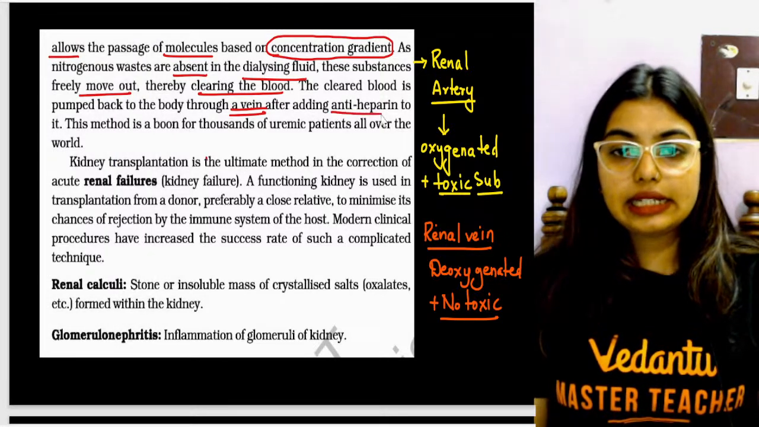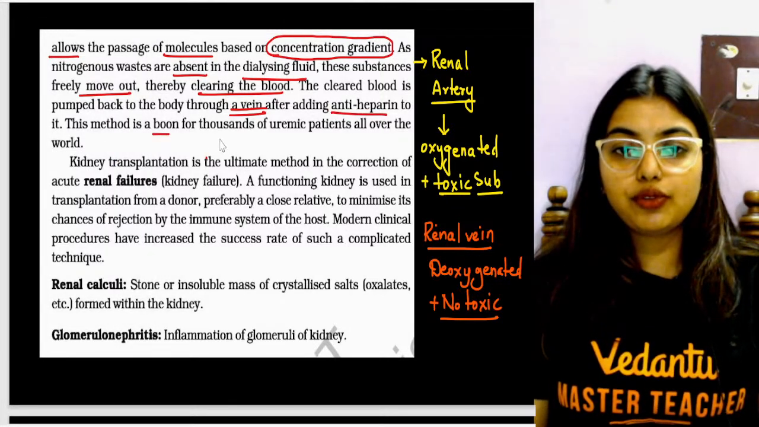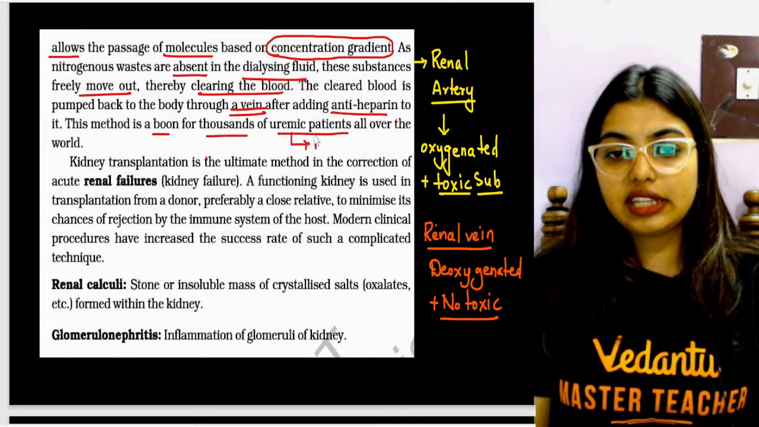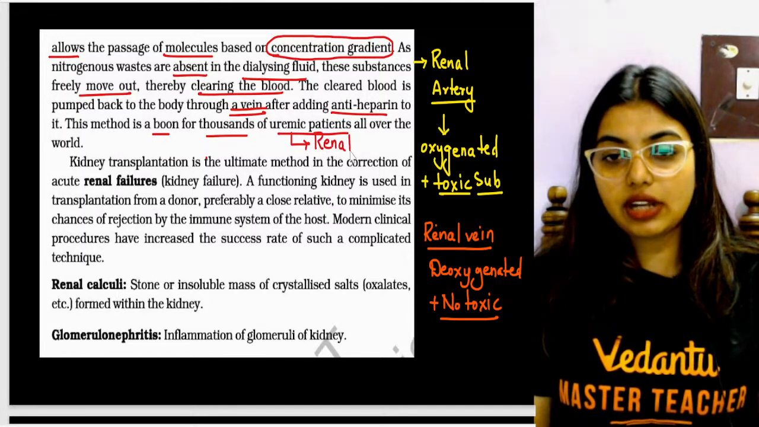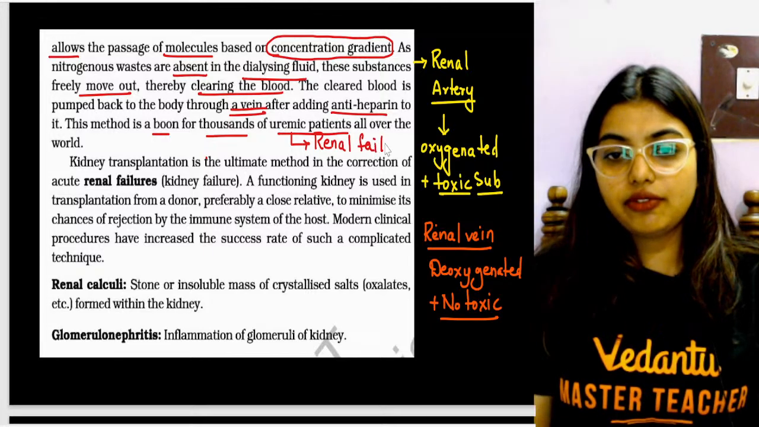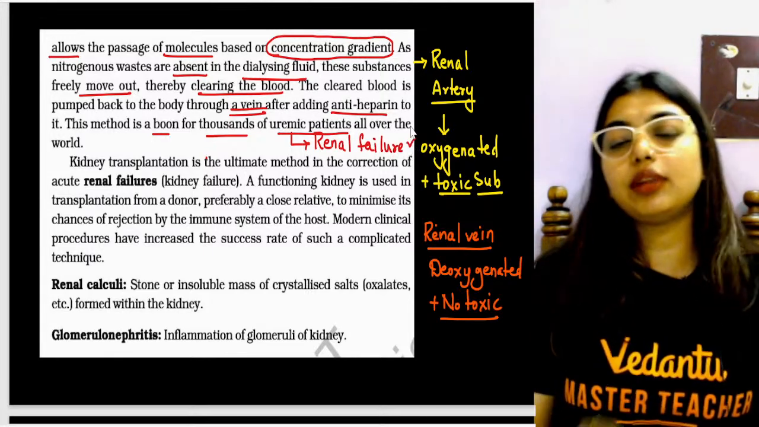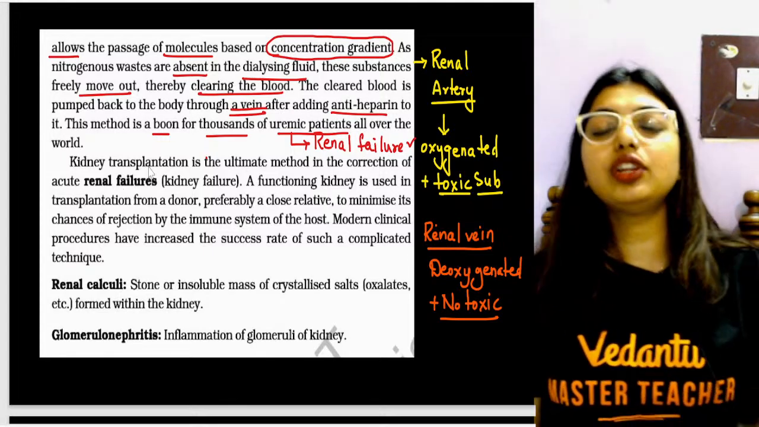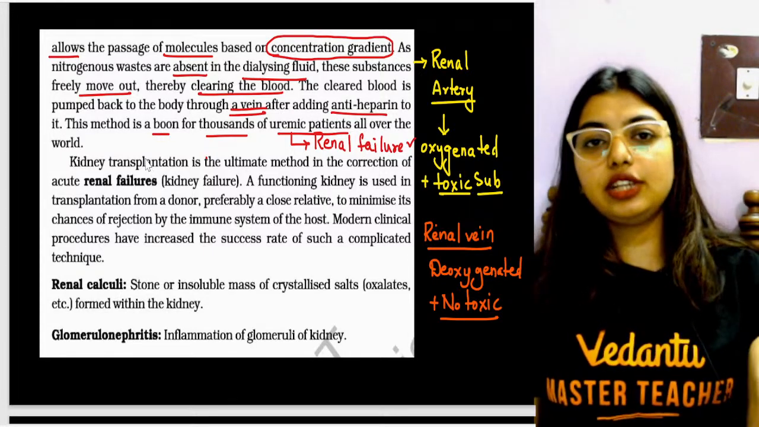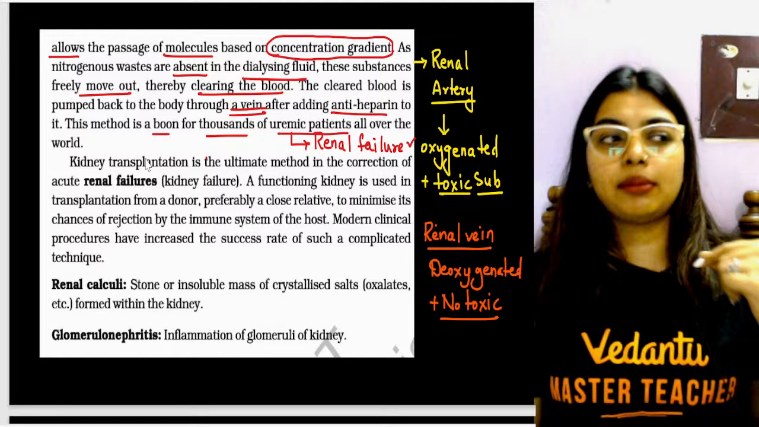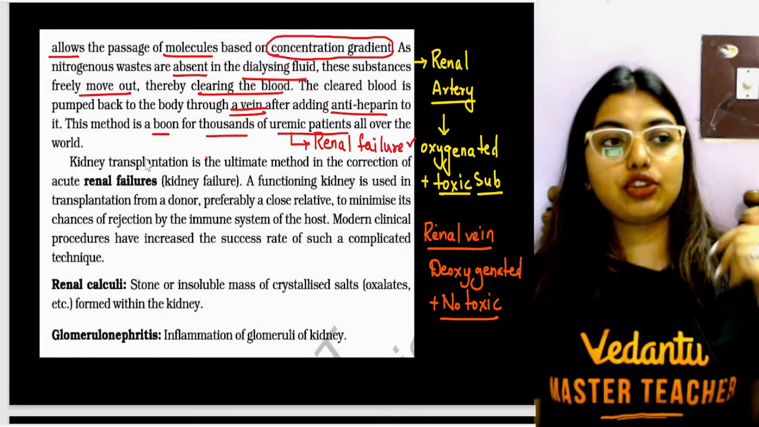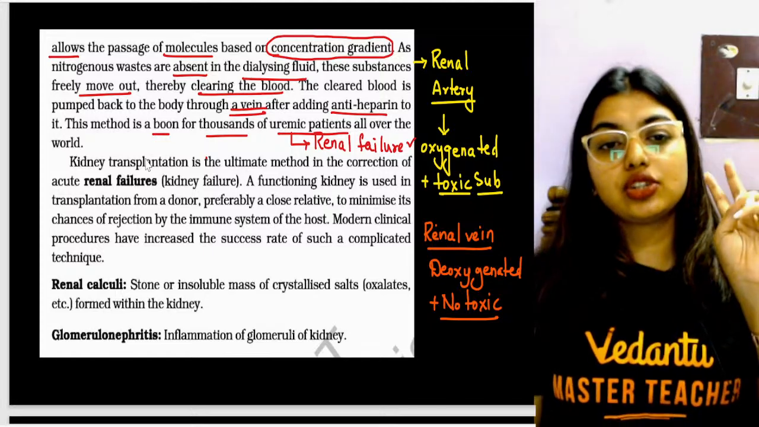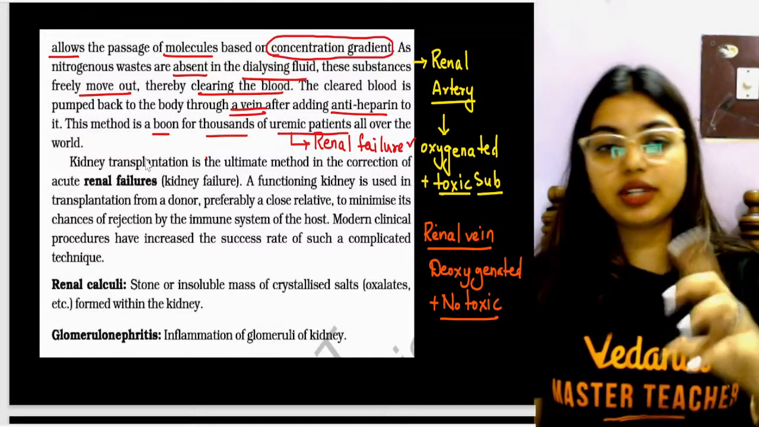After adding antiheparin, this method is a boon for thousands of uremic patients. So students, this is usually done when they have renal failure. Even if you have sold one kidney to buy an iPhone, the other kidney will work. But that does not mean you should sell a kidney for buying an iPhone. If you do not maintain that kidney properly, you have drinking habits, any other issues, or you have some genetic disorder, then the second kidney can fail easily. So that's why God has given two kidneys. Don't question God's decision.